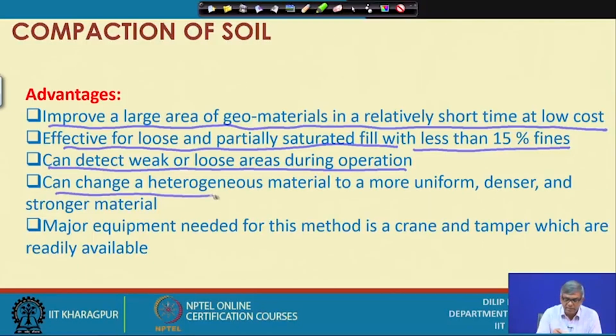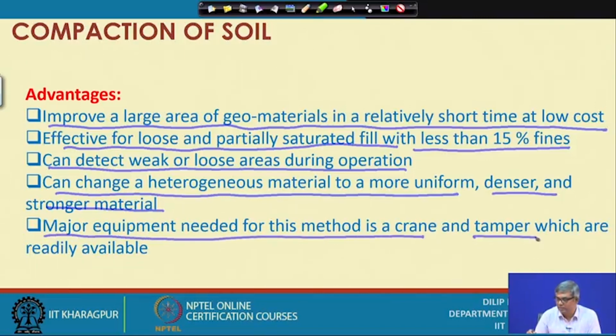Similarly, it can change a heterogeneous material to a more uniform, denser and stronger material. So by several drops at predetermined locations, we can compact uniformly. And major equipment needed for this method is a crane and a tamper, which are readily available. So crane is available, and tamper actually you can make it. It can be of steel, it can be of concrete. So anytime you can make a weight. So these are actually very simple equipment.